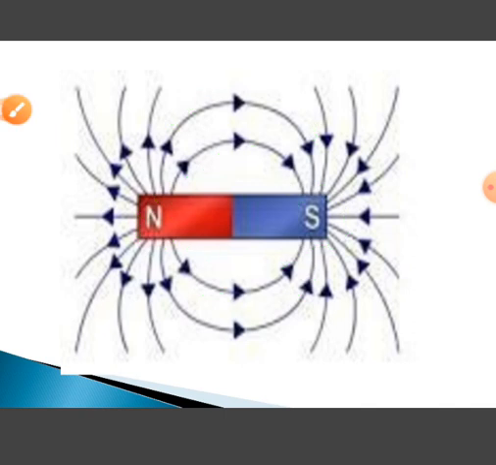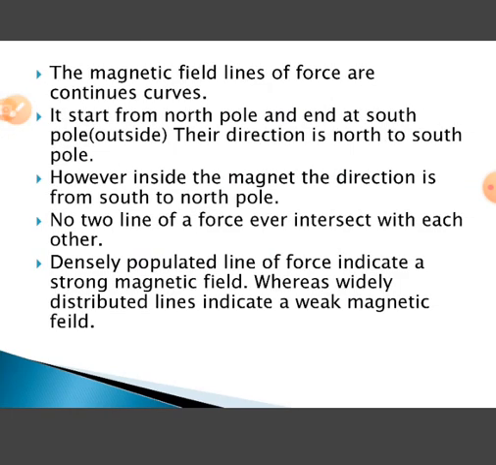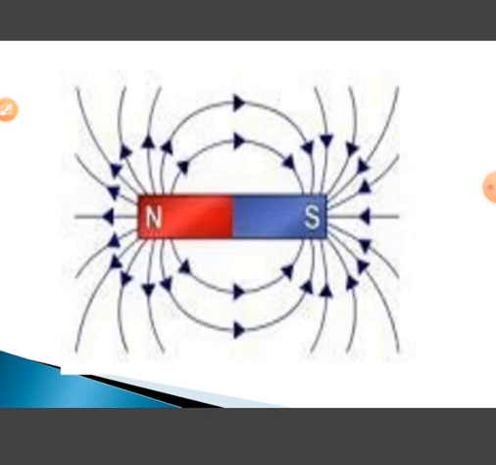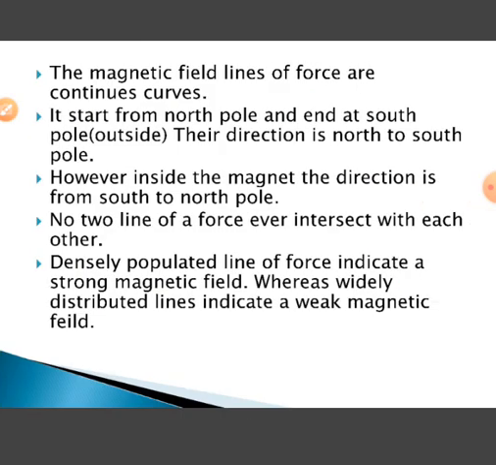Let's move on. The magnetic lines of force are continuous curves. They start from the North Pole and end at the South Pole outside. Their direction is north to south. However, inside the magnet, the direction is from south to north. No two lines of force ever intersect each other. You can see there, they are not crossing each other. Please take note of that in case you are asked to draw.